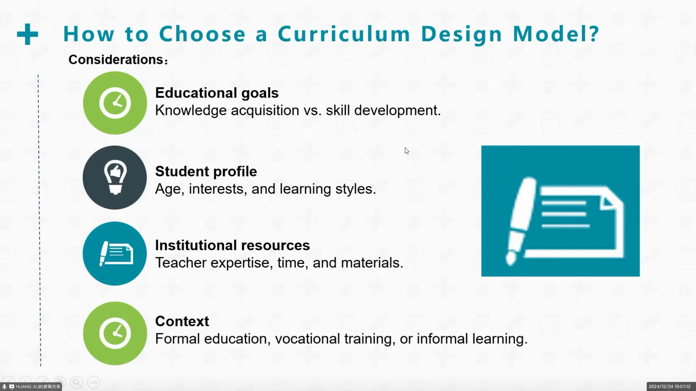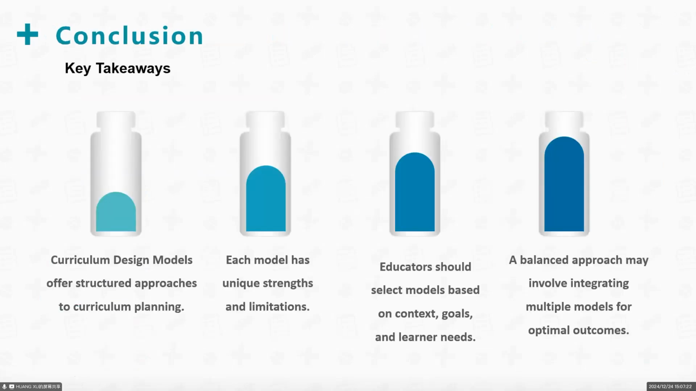So for the context, we have to consider formal education, vocational training, or informal learning. Depending on the situation, we can select the most appropriate model or even combine multiple models to achieve the best outcomes.